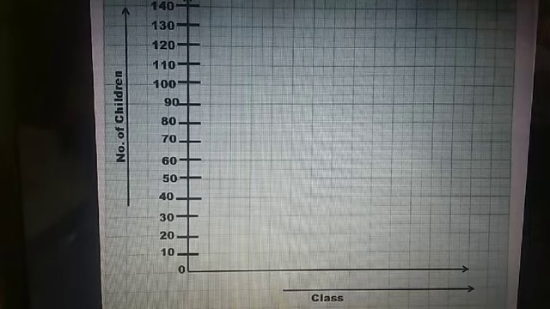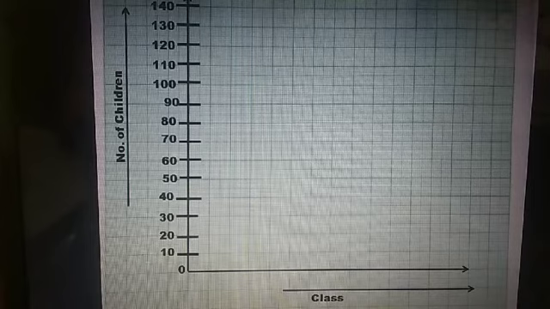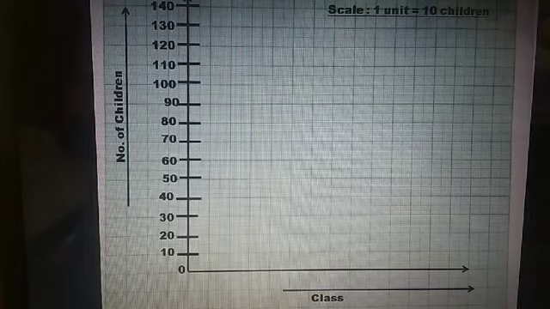Now the first value that you are supposed to plot here is 135. Other than the labeling, marking, and axis, the very important thing that you are supposed to mention here is a scale. As you can see, there is a gap of 10, 10, and we are mentioning children here. So the scale, you will write it as 1 unit is equal to 10 children.